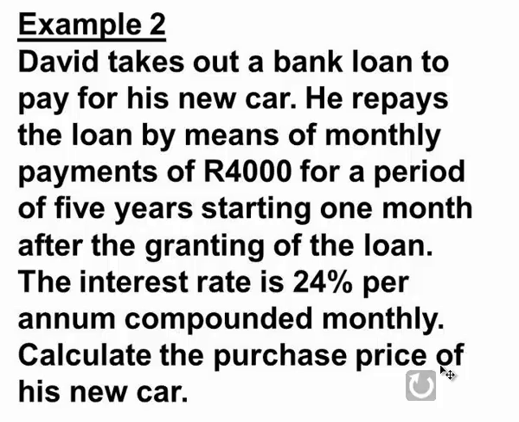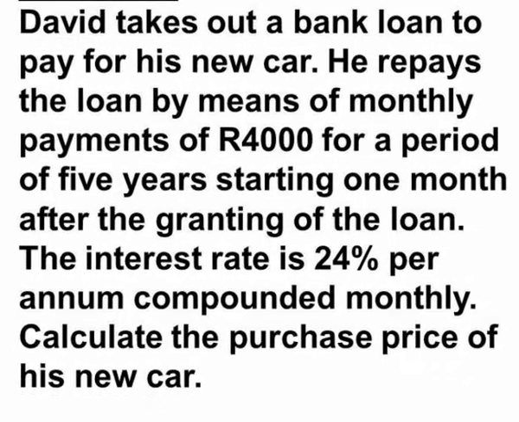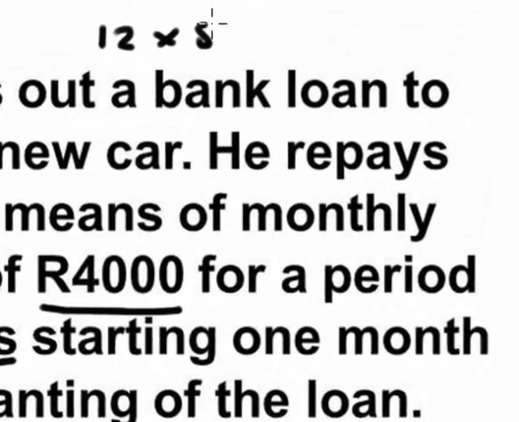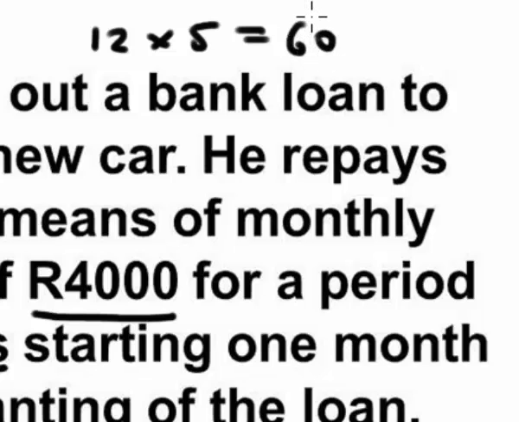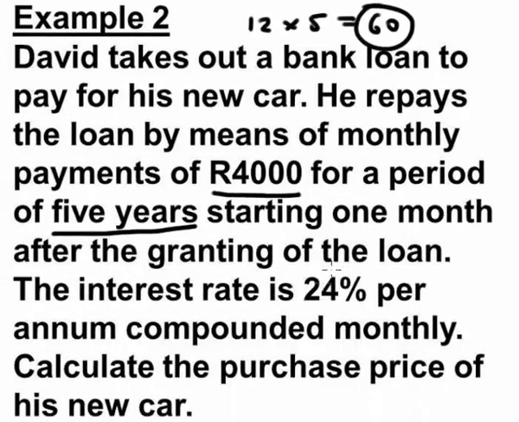Okay, let's look at this example. David takes out a bank loan to pay for his new car. He repays the loan by means of monthly payments of R4,000 for a period of 5 years. Now what would that be? 12 times 5. 12 months in 5 years is 60 payments. Ouch. Starting 1 month after the granting of the loan.